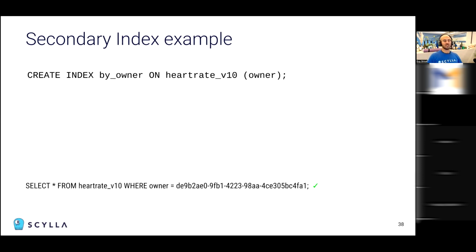And this is the syntax to do that. So we create an index by owner on heart rate v10, which is the name of the table, and we define it as the owner. And then magically, we can perform the query that didn't work before. Okay, so now we can query according to the owner.